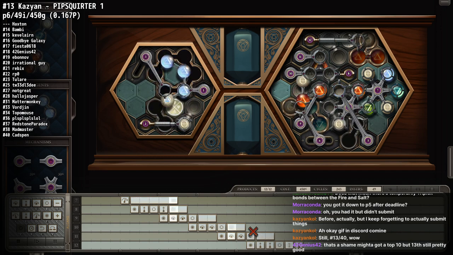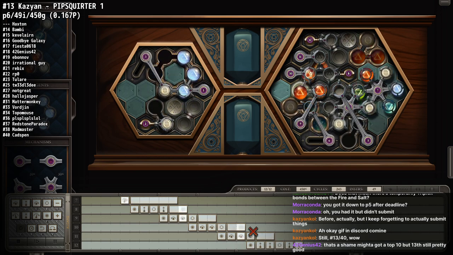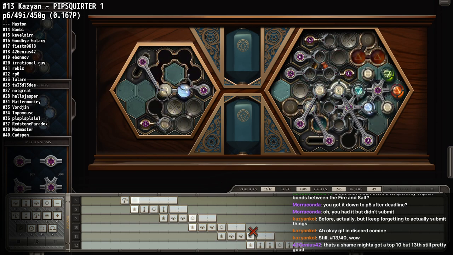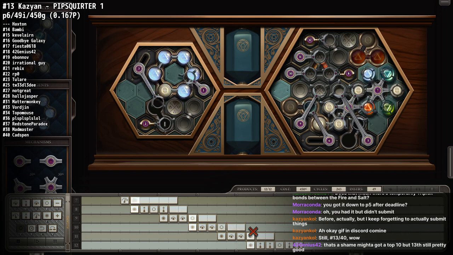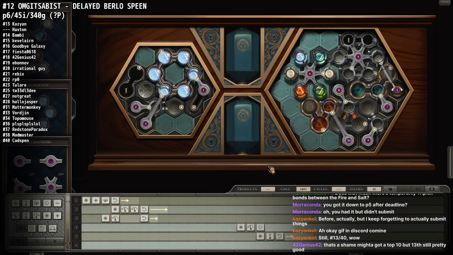I'm curious if P6 goes to top 10, though. I'm looking at the instruction count. I won't rule it out yet. It could still happen, especially if we're dropping at this speed. Yeah, we have a 4 instruction drop. Oh, there it is.